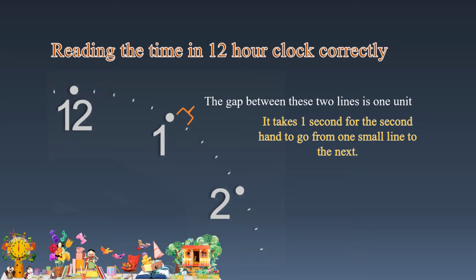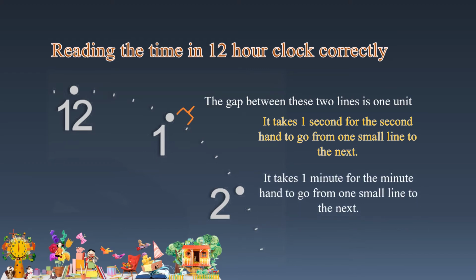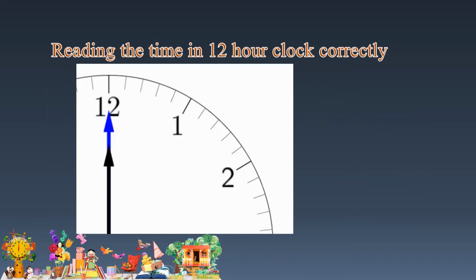Therefore we can say it takes 1 second for the second hand to go from one small line to the next small line. At the same time, we can say it takes 1 minute for the minute hand to go from one small line to the next small line. In this figure, I have mentioned the second hand using blue color. Just look at the second hand. See what's going to happen here.